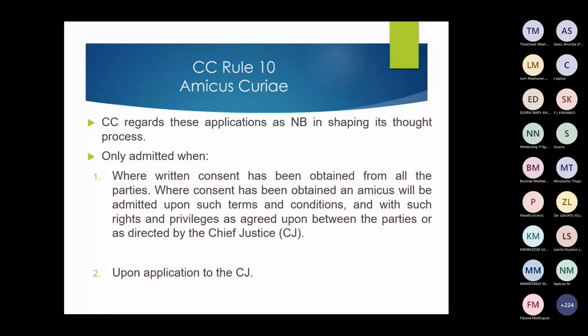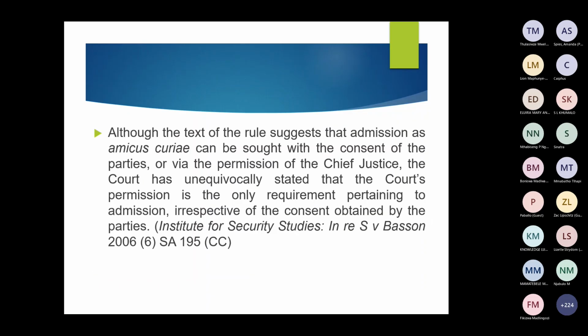Okay, and now, as per your question, when are they allowed to be admitted? Where written consent has been obtained from all the parties, an amicus will be admitted upon such terms and conditions and with such rights and privileges as agreed upon between the parties or as directed by the Chief Justice, or number 2, upon application to the Chief Justice. Now, if you see these two, it seems like they're two sort of separate requirements.